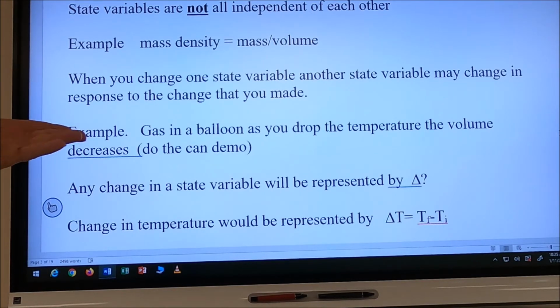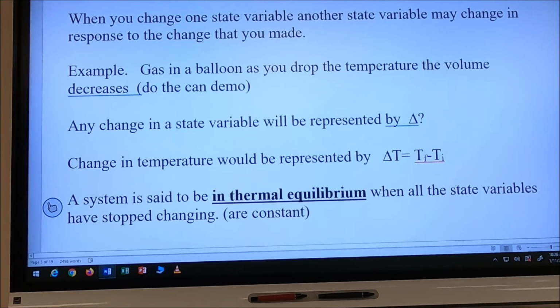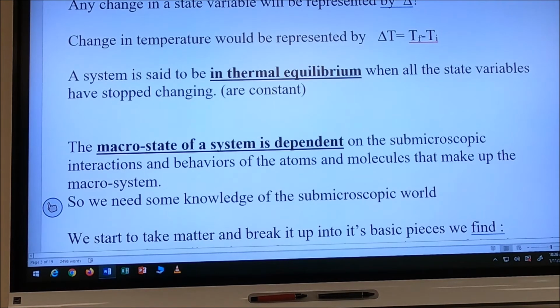Okay? Any change in a state variable is going to be represented by a delta. So change in temperature, delta T, would be T final minus T initial, F minus I. A system is said to be in thermal equilibrium when all the state variables have stopped changing. They've become constant. So the macro state of a system is dependent on submicroscopic interactions and behaviors of the atoms and molecules that make up the macro system.